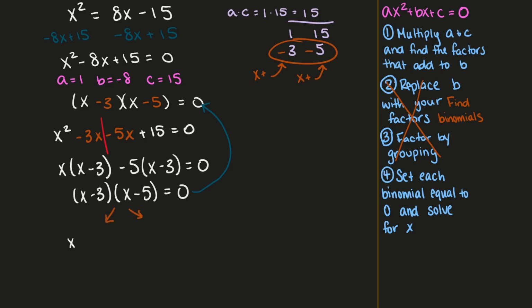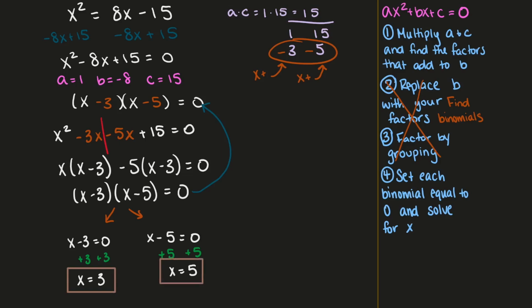We get x minus 3 equals 0 and x minus 5 equals 0. On our left side, we're going to add 3 to both sides. So we get x equals 3. On our right side, we're going to add 5 to both sides. So we get x equals 5. And our two answers are 3 and 5.